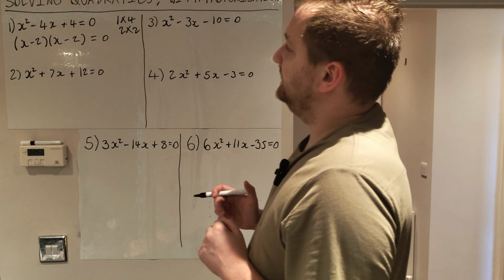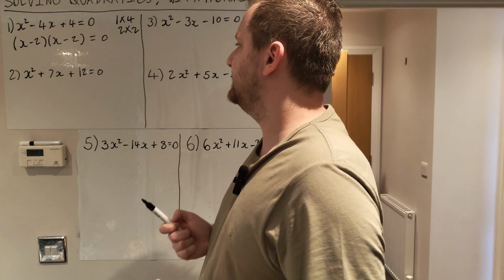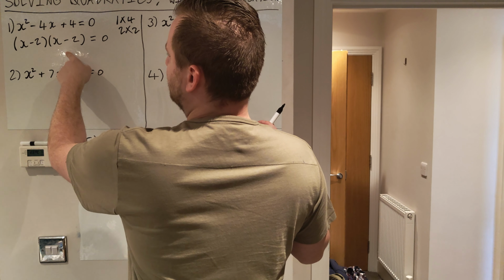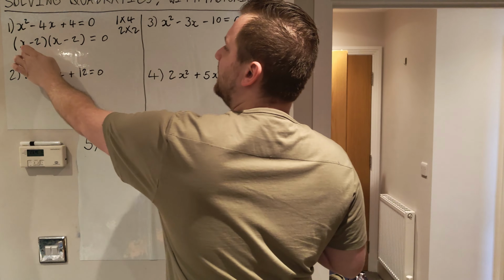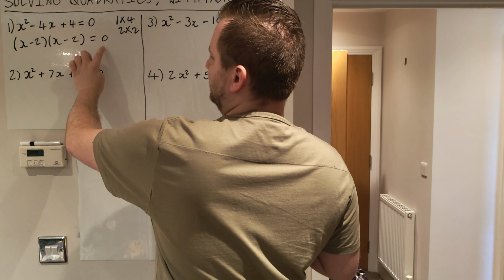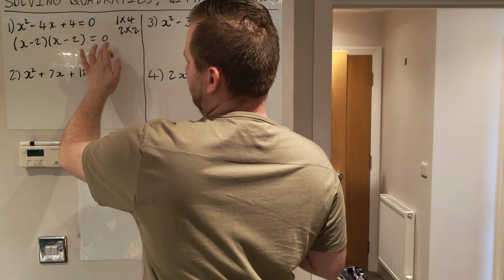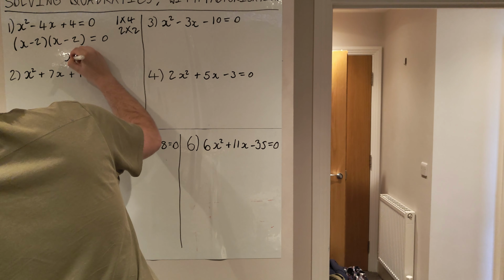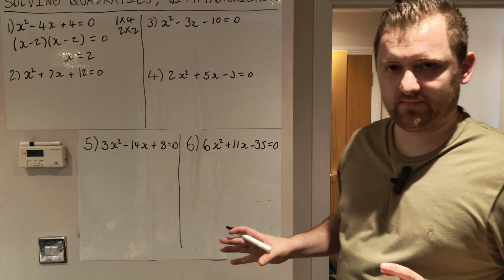The next thing we need to do is work out when it's equal to 0. We have 2 of the same bracket, so we only have to solve it once. We'll have one solution, and that will be when x is equal to 2. When either of these brackets is equal to 0, this holds true because it will make everything 0. So x is going to be equal to 2. Okay, hopefully that made sense.